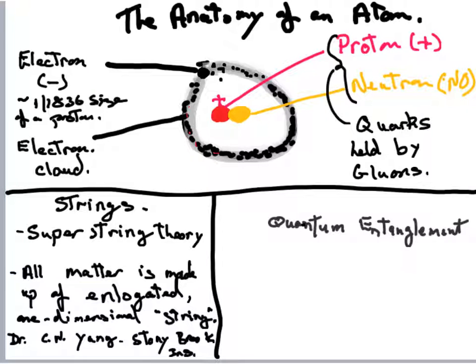So now what we're going to do is talk about the anatomy of the atom. And as we know, the atom is made up of protons, neutrons, and electrons. The electrons have a negative charge, protons are positively charged, and the neutrons have no charge.